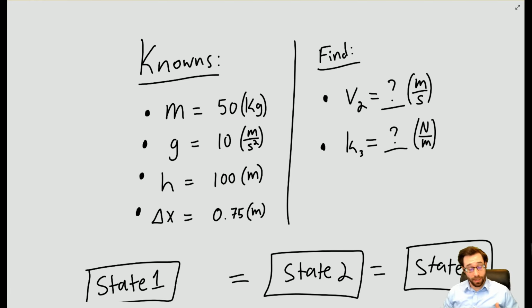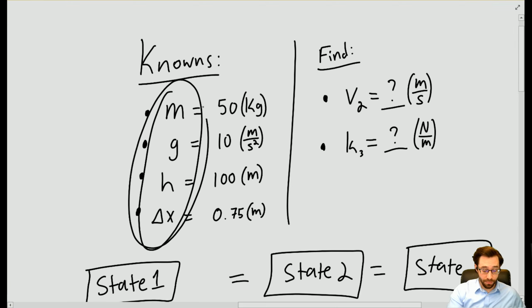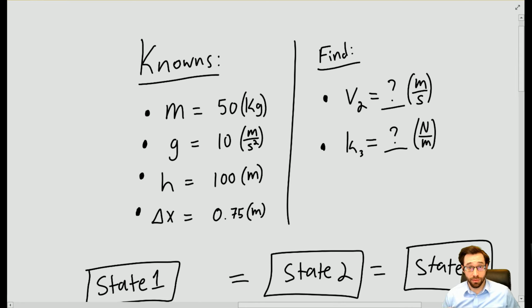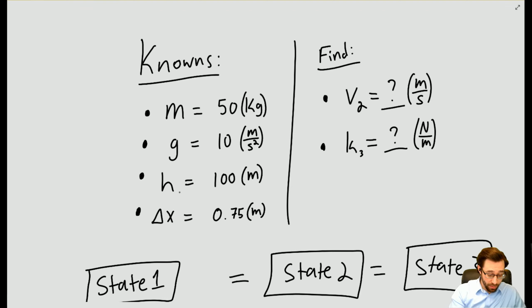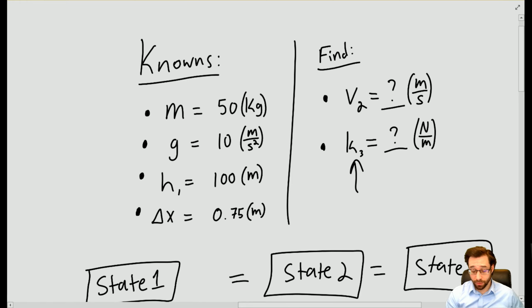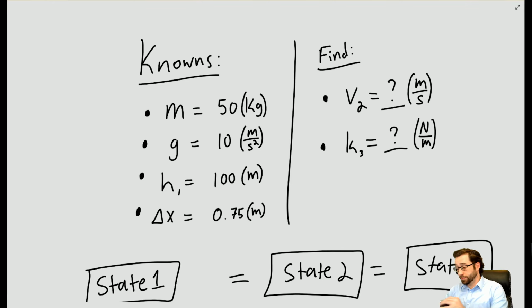And we're going to figure that out using these knowns. I'm going to give you the mass, the acceleration due to gravity, the height of the object when it's at state 1, so h1, and then the displacement of the spring, so how much it's being compressed. By using those knowns, we're going to figure out how fast it's going when it's at state 2, and then how strong the spring is. That's our objective for today. Any questions so far? All right.